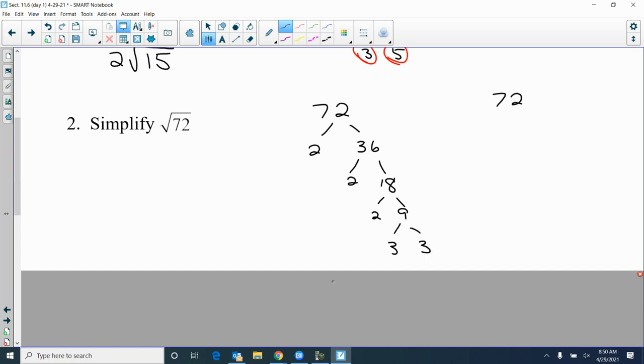Now, it doesn't matter what you do. If somebody said it's 8 times 9 for 72, then you get 2 times 4. 4 is 2 times 2, and then you get 3 times 3. Doesn't matter where you start at.